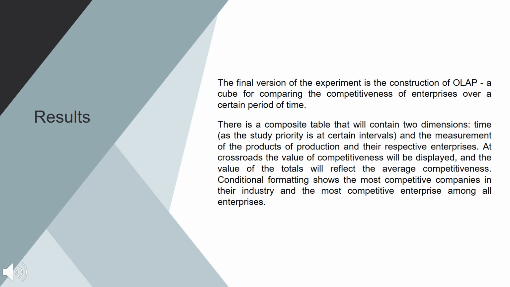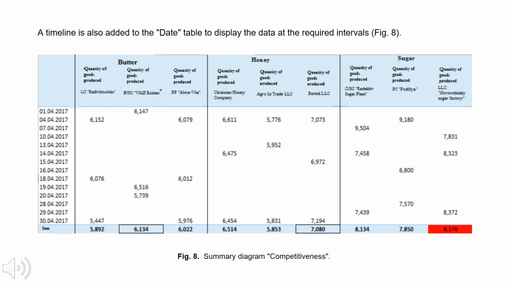At the crossroads, the value of the competitiveness will be displayed, and the value of the totals will reflect the average competitiveness. Conditional formatting shows the most competitive companies in their industry and the most competitive enterprise among all enterprises. A timeline is also added to the date table to display the data at the required intervals. Figure 8. Summary diagram. Competitiveness.